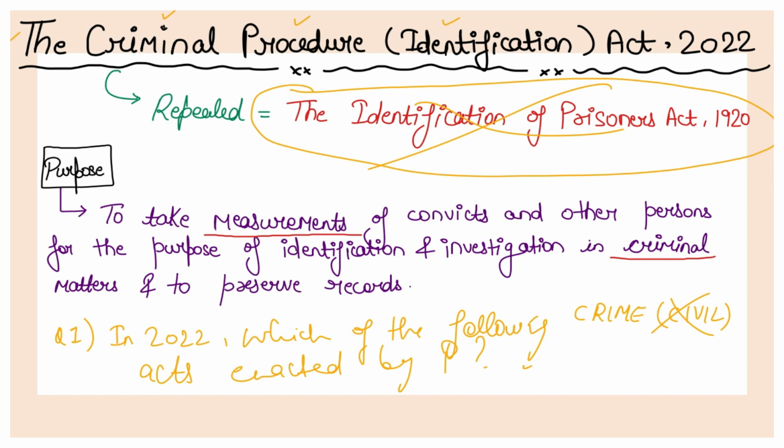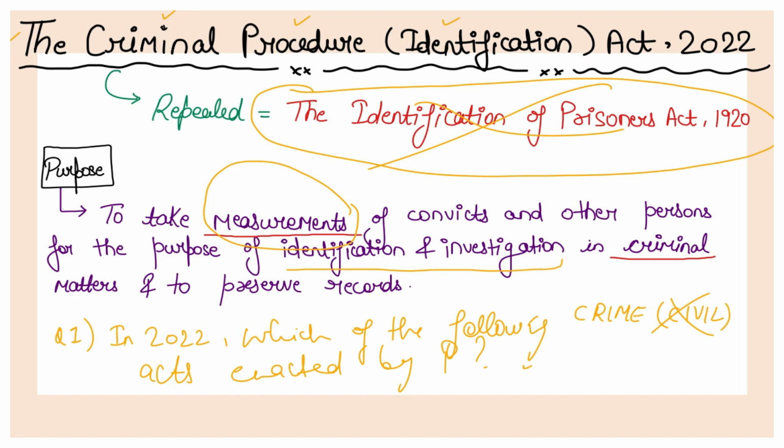They will ask you why this act, what is the purpose of this act? So the main purpose of this act is to take the measurement. It will give authority to the police personnel and to the other authorities to take the measurement of convicted people. Now, measurement for what? Why do we need measurement? We need measurement for the purpose of identification and investigation in criminal matters.